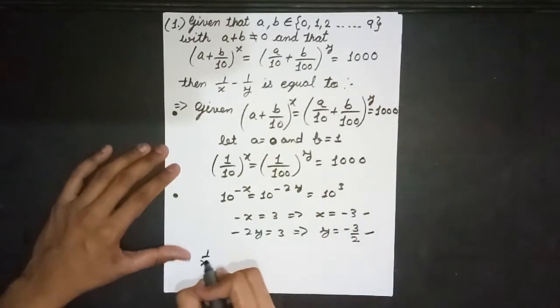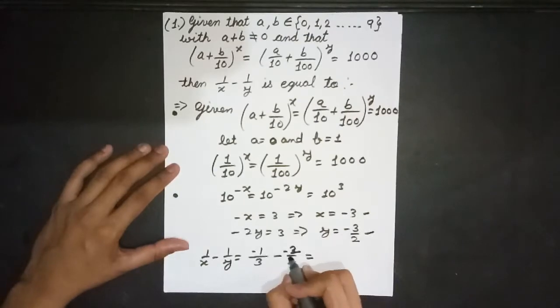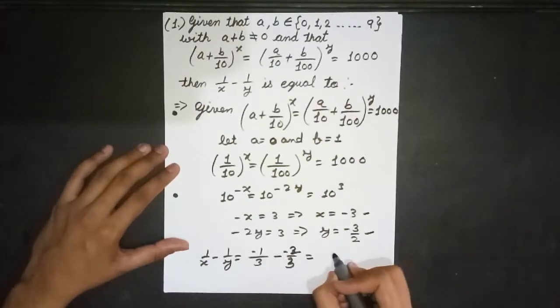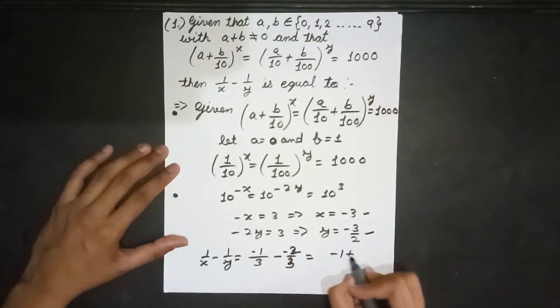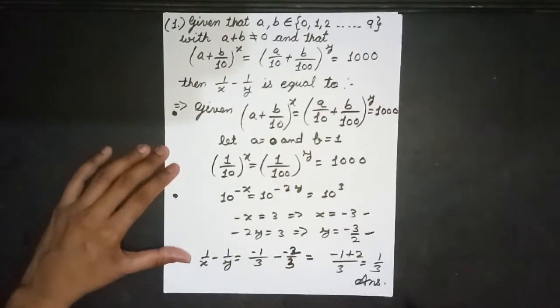So now 1 by x minus 1 by y is equal to minus 1 by 3 minus of minus 2 by 3, and this is equal to minus 1 by 3 plus 2 by 3, this is equal to 1 by 3. So this is the answer.